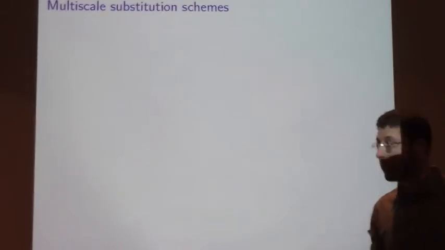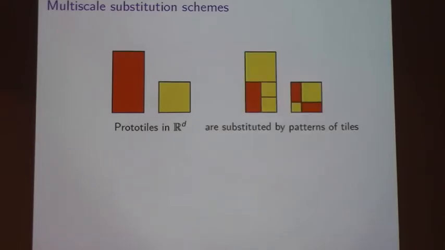This kind of construction can be generalized into higher dimensional or maybe more complicated constructions in the following way. So this is what I call a multiscale substitution scheme. It consists of a set of prototiles, in this case a rectangle and a square, and a substitution rule which gives us a way of substituting the prototiles by patterns that are all made up of rescaled copies of the prototiles. So you can see I replace a rectangle by one rectangle and 3 squares, and I replace the square by 2 of each, and there's no uniform scale. I use various different scales.